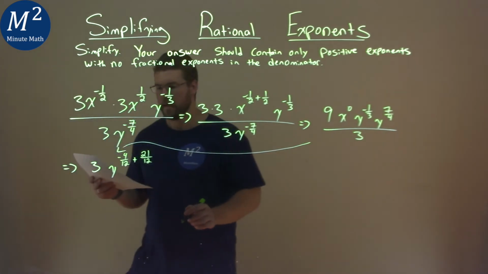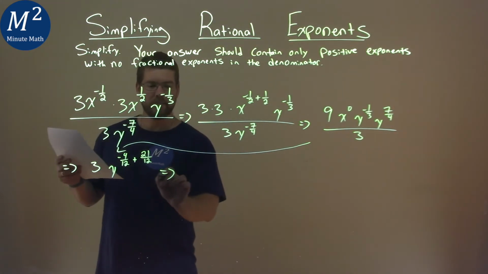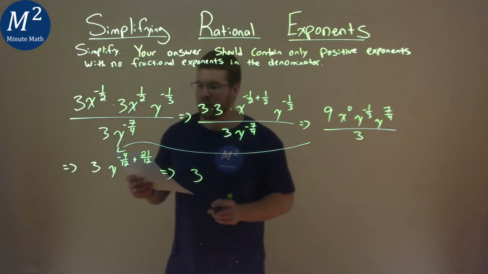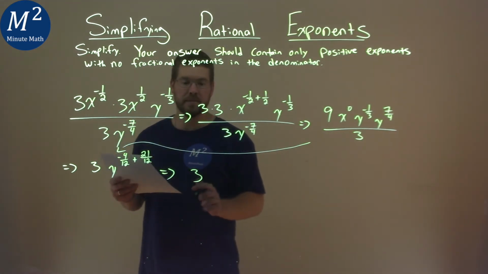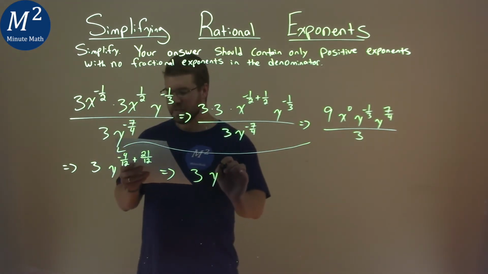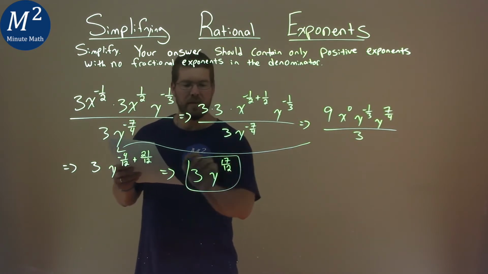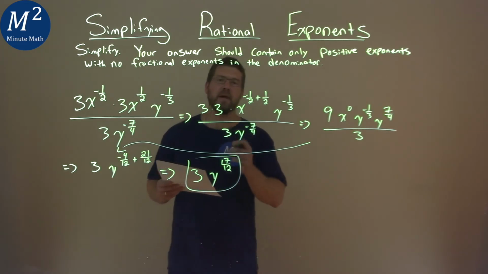Okay, not too bad to simplify here. Keep on going. 3 stays right here, and we add them out. Negative 4 plus 21 is 17. So we have 3y to the 17th power over 12, and that is our final answer.